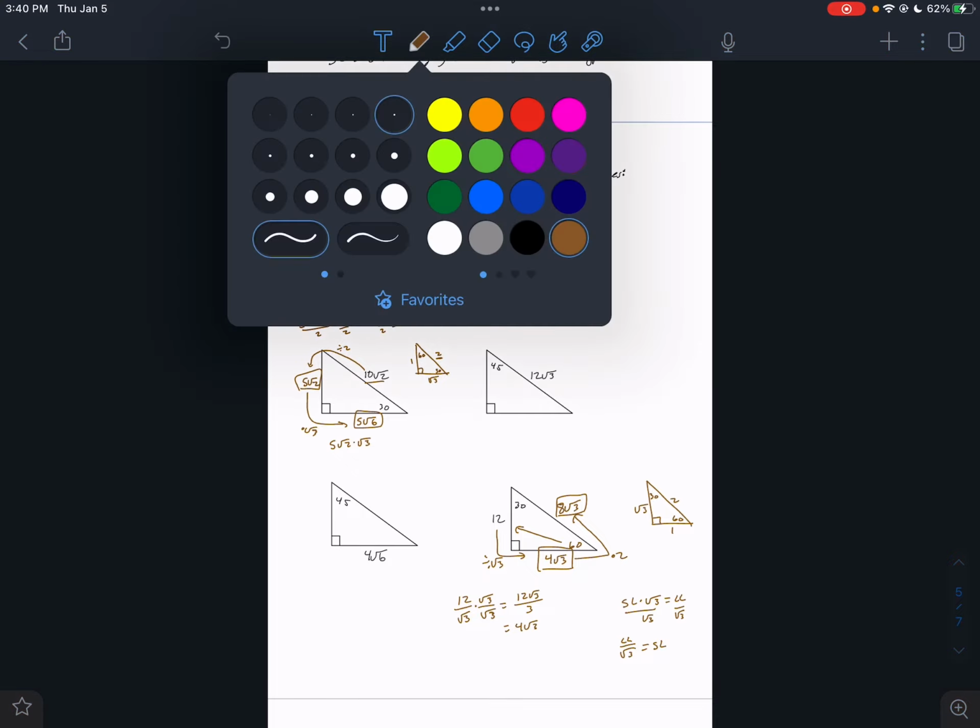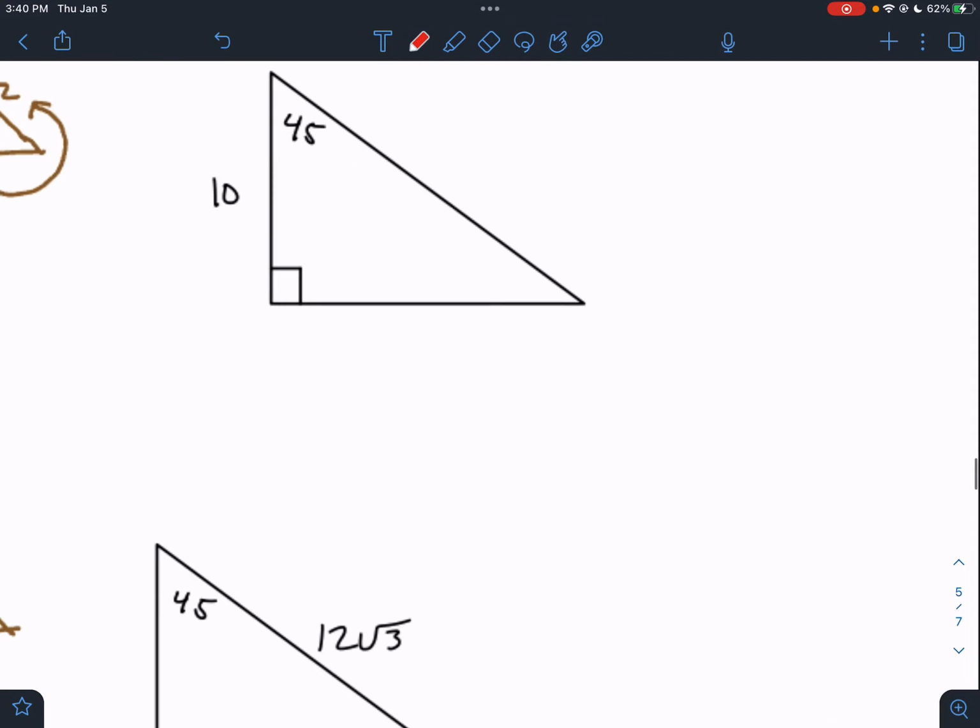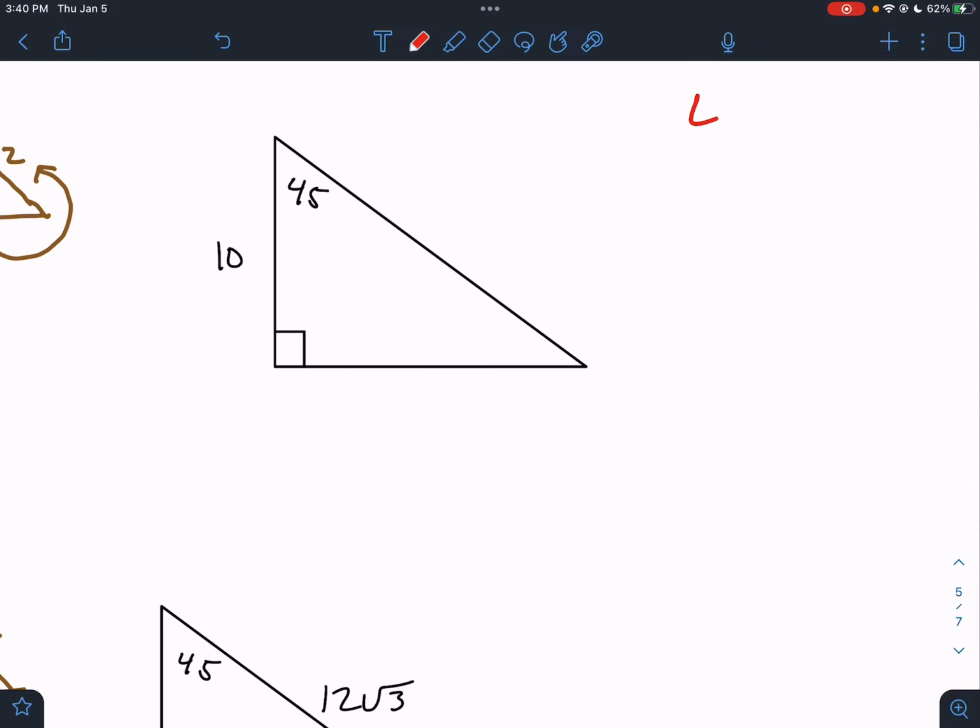Let's do a couple of these 45, 45, 90s because we didn't really touch those. So let's remember the rules. We talked about the rules. Here we have a leg. We take the leg and we multiply it by the square root of 2 to get the hypotenuse. So this hypotenuse would just be 10 times the square root of 2. And then the other leg would just be the same size.